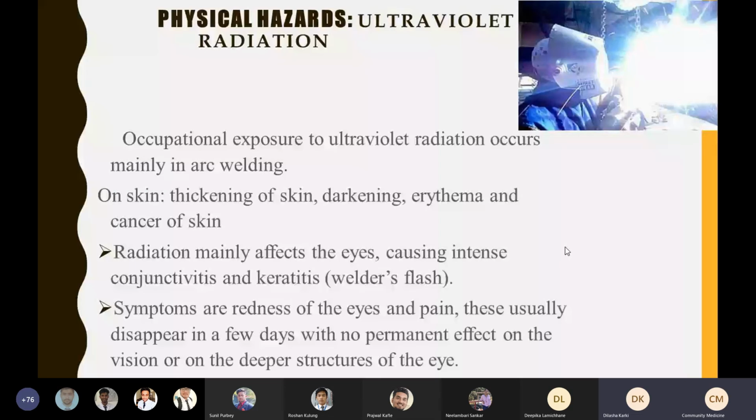And radiation mainly affects the eyes, causing intense conjunctivitis and keratitis. Please remember this name, welder's flash. So the people who work with welding can have their eyes affected, leading to conjunctivitis and keratitis, which is welder's flash. Symptoms are redness of the eyes and pain. These usually disappear within a few days with no permanent effect on the vision, and it does not affect the deeper structures of the eyes.